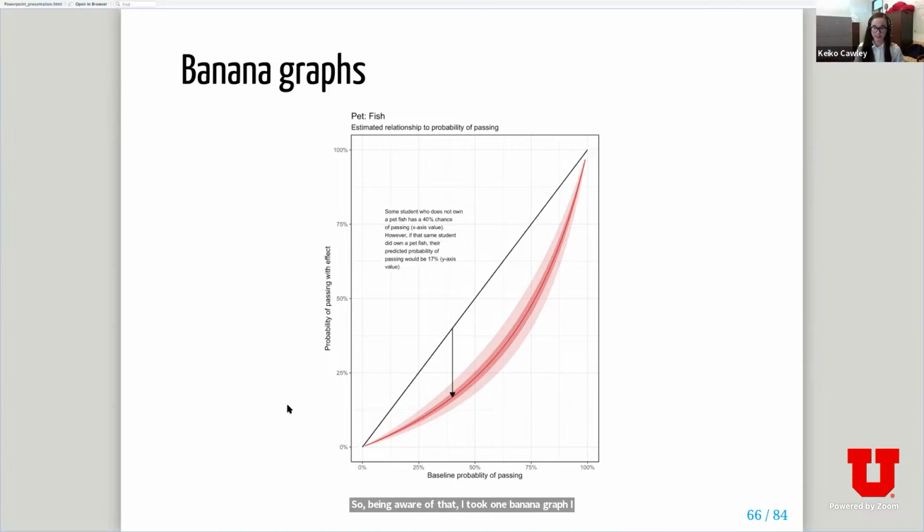So being aware of that, I took one banana graph, I isolated it on a page, I enlarged it. And then the second thing I did to help my stakeholder understand what this graph was saying was I chose one example point and I wrote some text as to exactly how he should be interpreting this one example point. So that's one way you can overcome the difficulty of explaining the banana graph to your stakeholder: using the layout to your advantage.